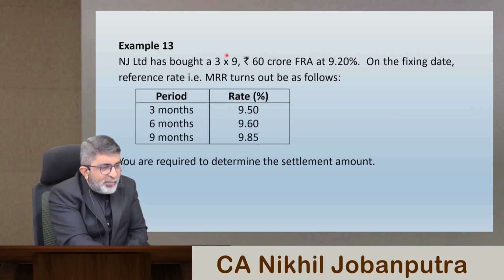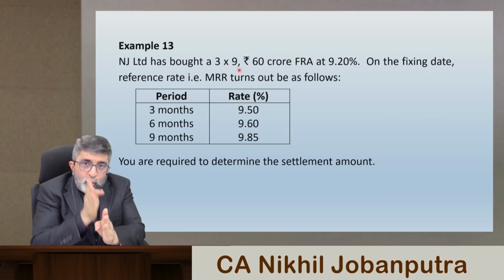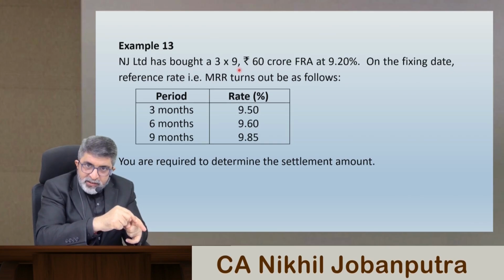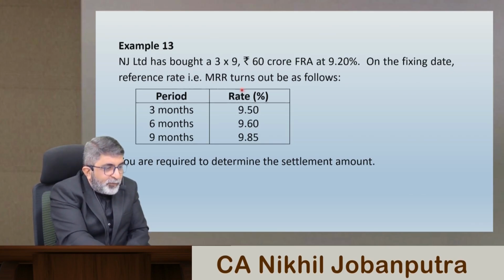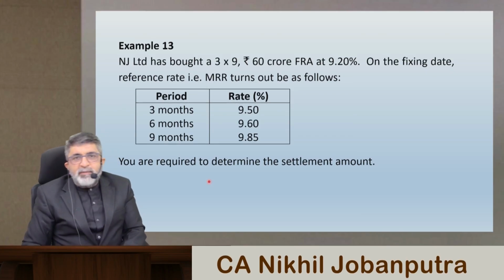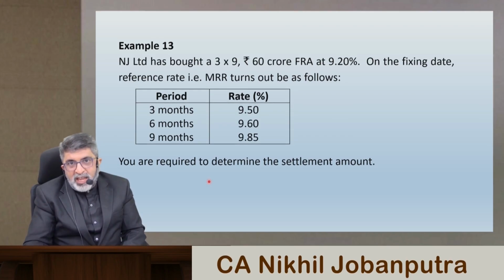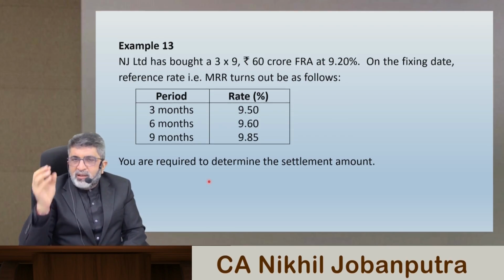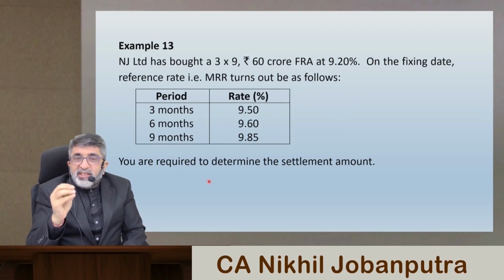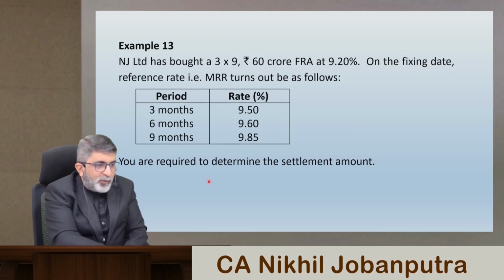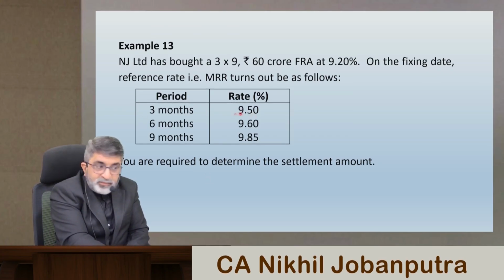So basically 3 by 9 FRA means loan will start after 3 months. So after 3 months it is the fixing date, right? On the fixing date, the reference rate, that is MRR, turns out to be as follows. So you have been given 3-month MRR, 6-month MRR, 9-month MRR. Use your simple common sense, which is the relevant MRR for you. Relevant MRR for you is not 3 month, is not even 9 month, it is 6 month.